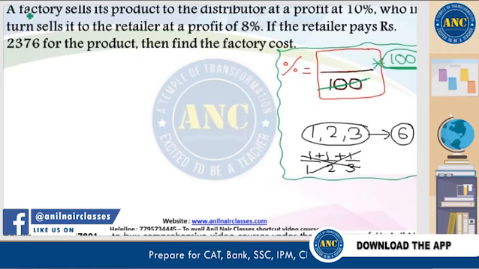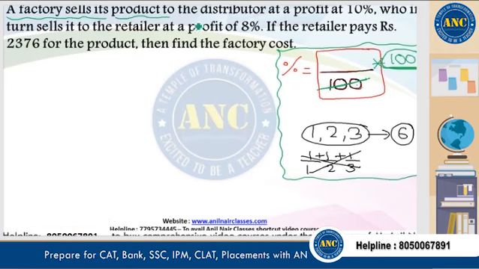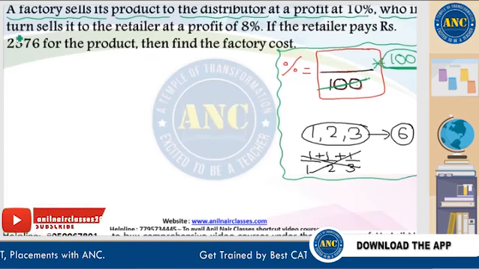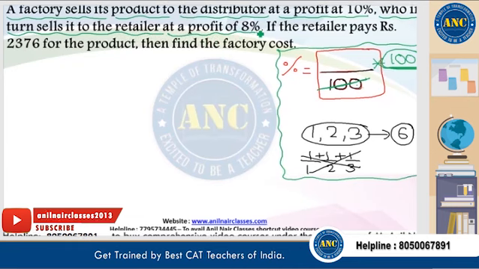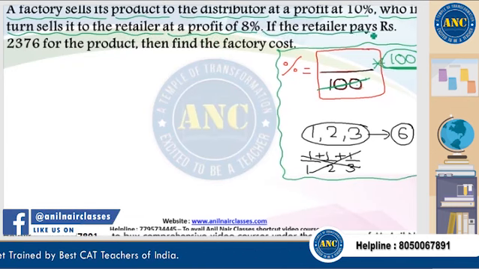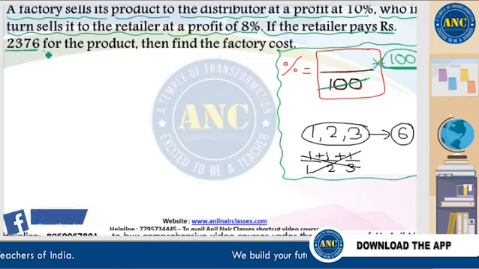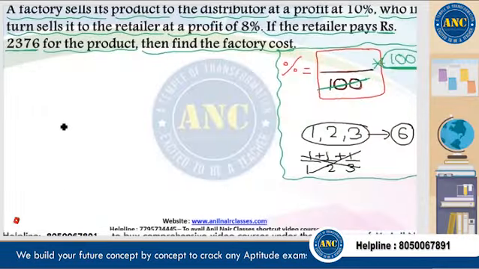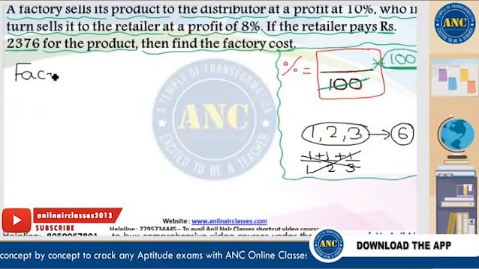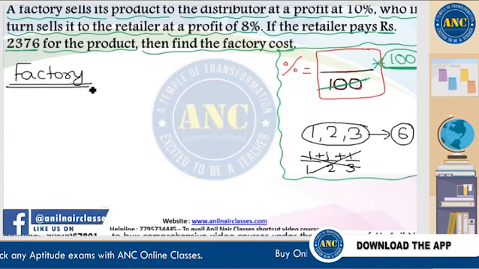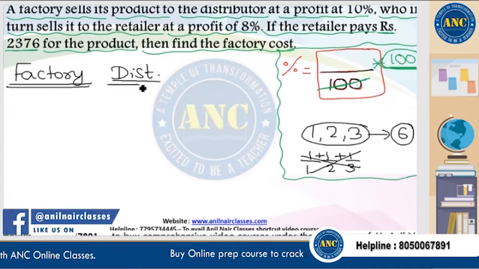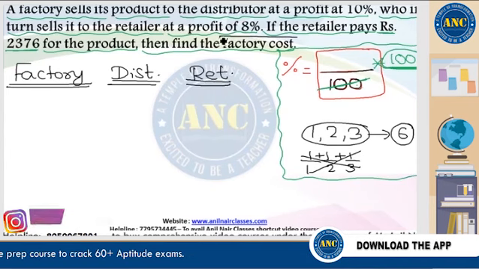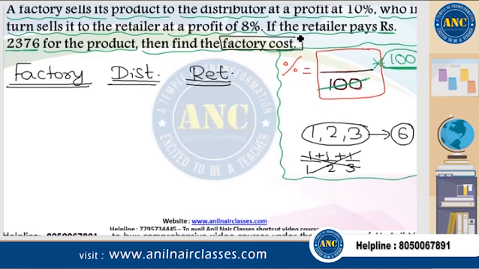Please read the question. A factory sells its product to the distributor at a profit of 10%, who in turn sells it to the retailer at a profit of 8%. If the retailer pays rupees 2376 for the product, find the factory cost. Do not worry, I will read statement by statement. There are three people involved: the first is the factory, the second is the distributor, and the third is the retailer. Your question says find the factory cost.